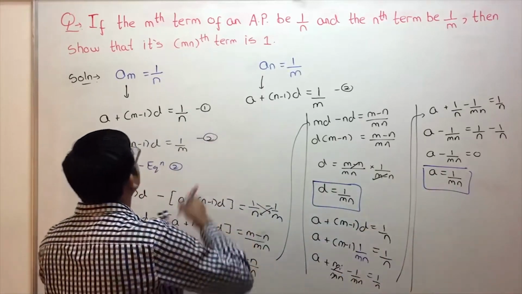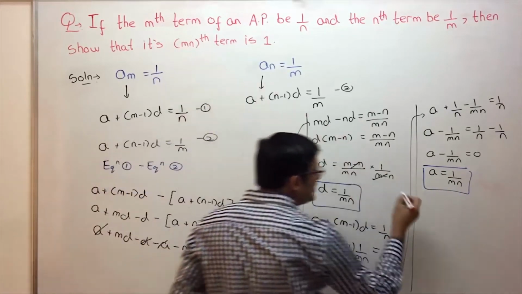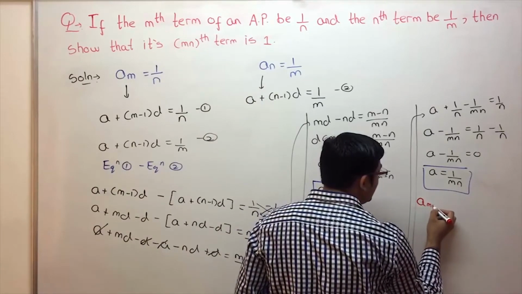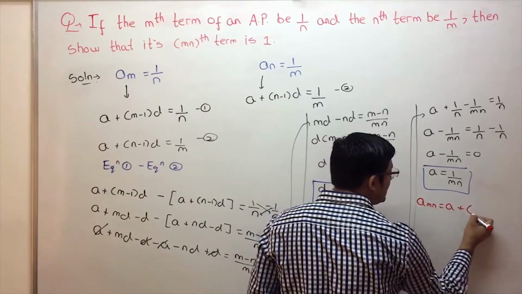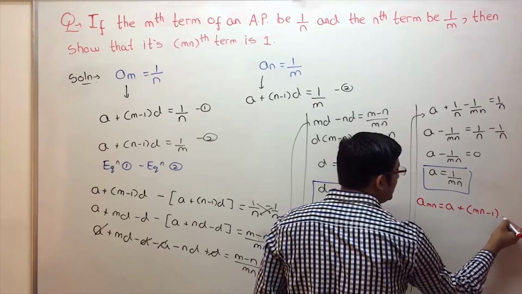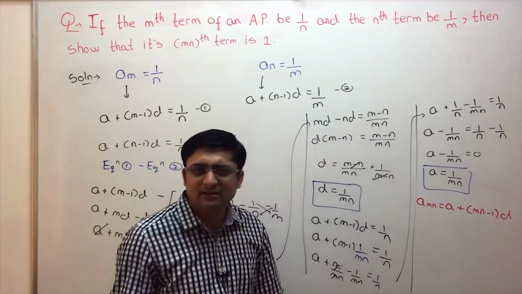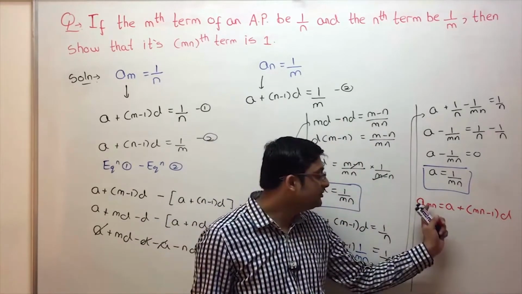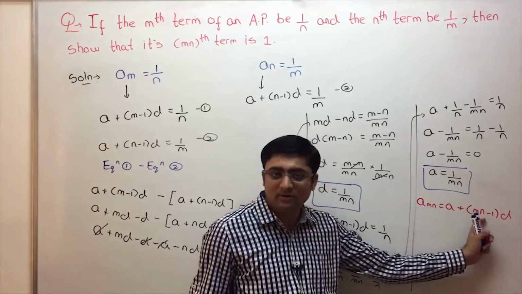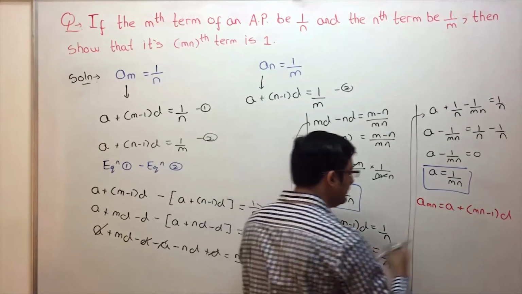Now what do we have to show? We have to show its mnth term. So what is the mnth term? The mnth term is a plus (mn minus 1) into d. I repeat, what is the nth term? a plus (n minus 1) into d. So for the mnth term, whatever you have over here for n, you'll put mn over here. Now just plug in the values.